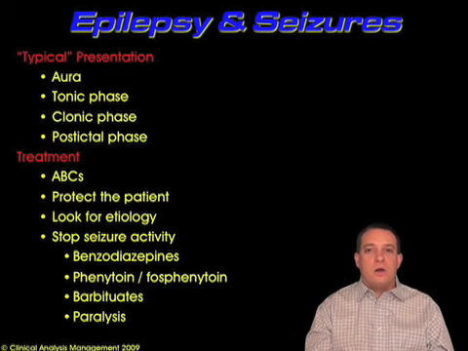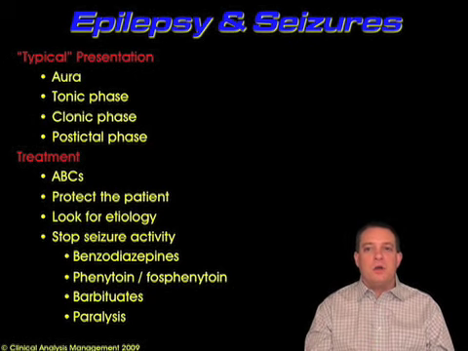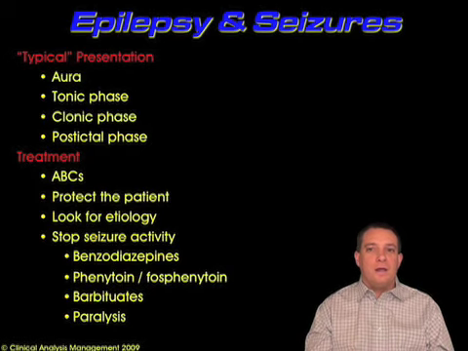If that doesn't work, then the next drugs that we usually hop to are phenytoin or fosphenytoin, which is Cerebyx. And our next step up, if those drugs don't work, is to go to barbiturates. And remember that when you're giving somebody barbiturates for seizure, you're basically putting them into a barbiturate coma. So you're putting them into a very deep stage of sedation.